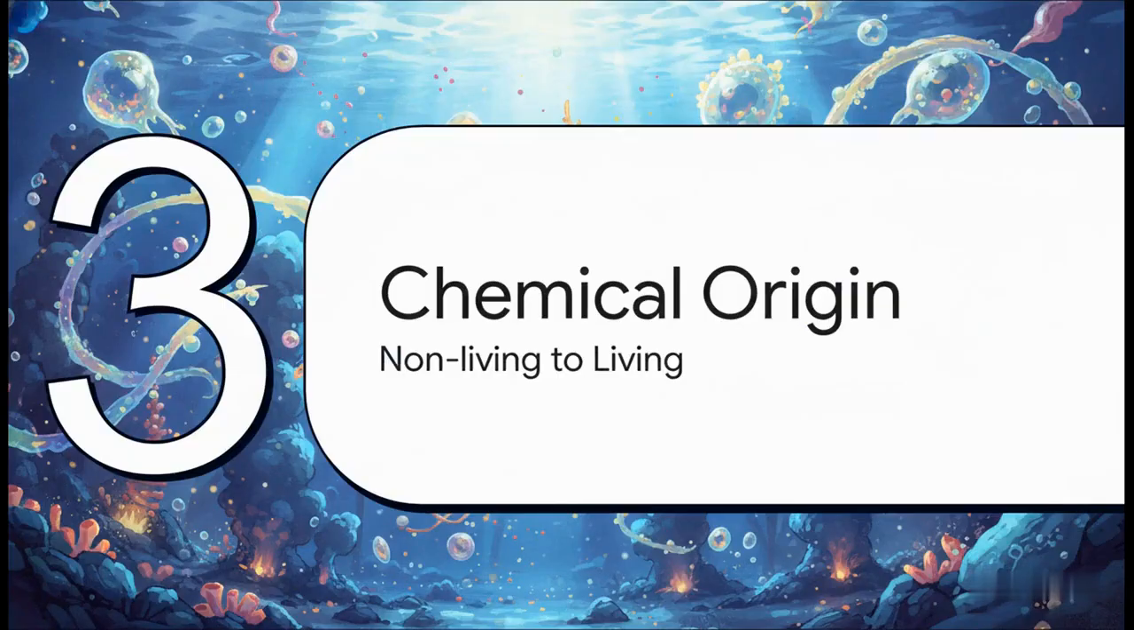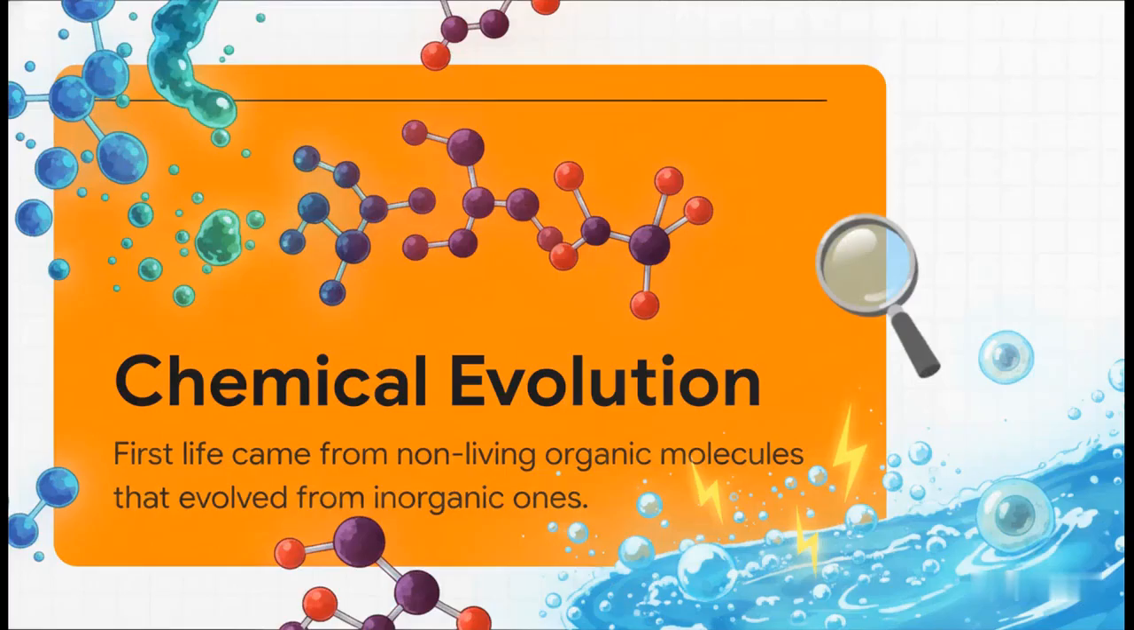Which brings us to part three, the chemical origin of life. For the longest time, the exact origin of life was a total, complete mystery. Enter two brilliant scientists, Oparin from Russia and Haldane from England. They proposed this groundbreaking concept known as chemical evolution. They basically argued that the very first life forms didn't just magically appear out of thin air. Instead, they came from pre-existing, non-living organic molecules. And where did those come from? Inorganic molecules. Basically, their theory was that life was cooked up entirely through a very long series of chemical reactions sitting right there in that early ocean soup.